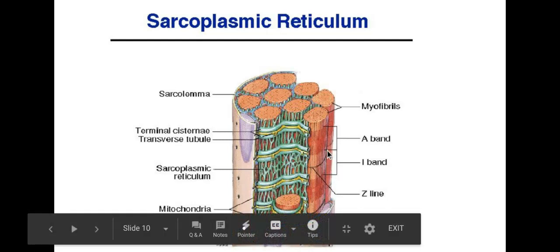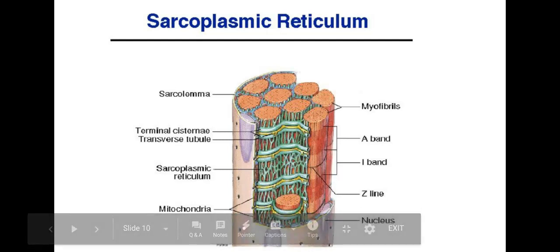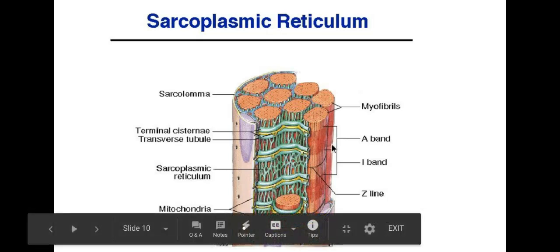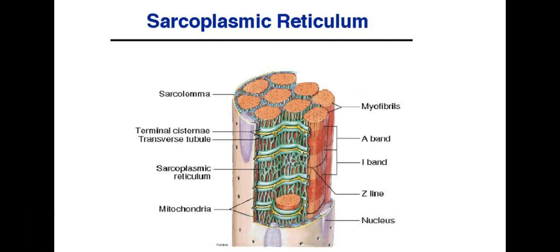Again, we have the I band. The I band only has thin filaments, or actin filaments. We have the A band, which is this darker area that has thick and thin filaments. And these will slide over the top or pass over the top of each other to make that muscle contraction.